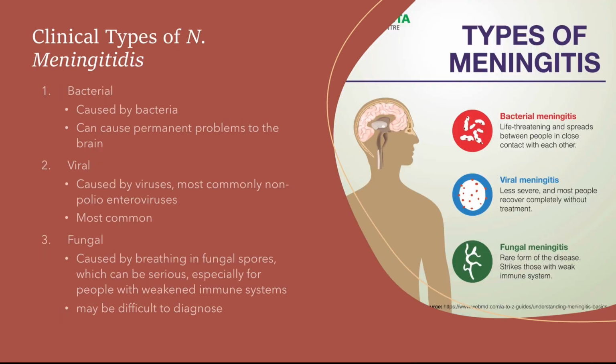There are actually a handful of clinical types of Neisseria meningitis that we're going to dive into, and starting with number one is bacterial. And this is obviously caused by bacteria. It can cause permanent problems in the brain, and it spreads between people in close contact with each other.